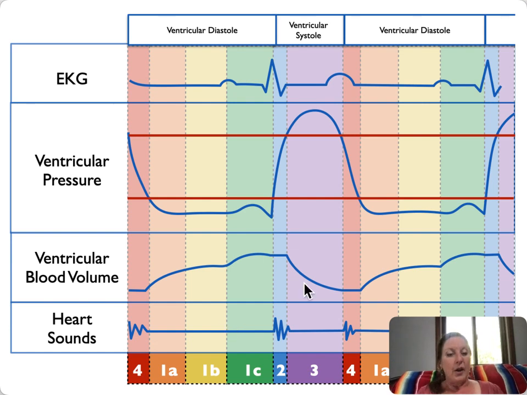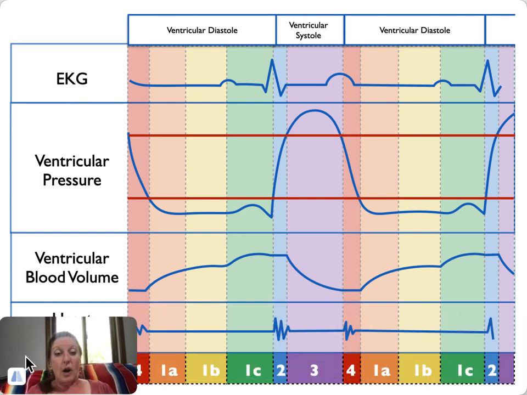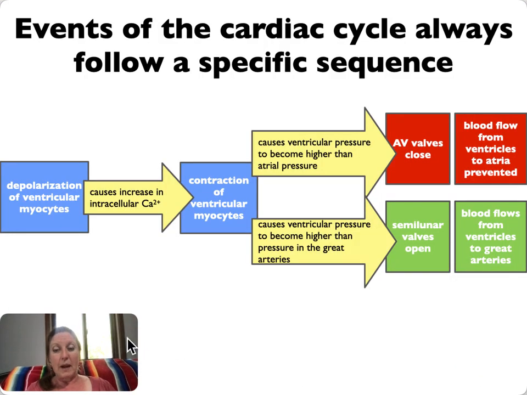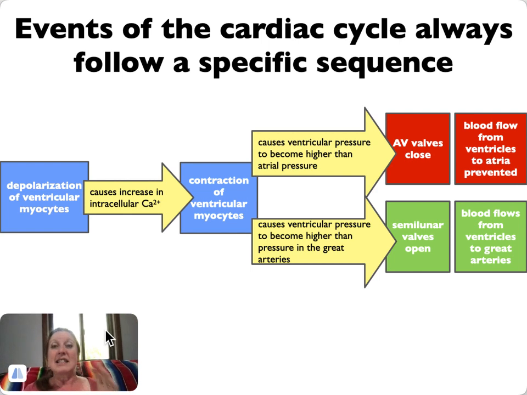Okay, so you can take a look at this graph on your own, and I suggest doing like I just did, and looking at one phase at a time and asking yourself, what information do I get from each of these graphs about what's going on in the phase? Okay. Every cardiac cycle follows the same basic sequence of events. And so this may help you to be able to put them together.